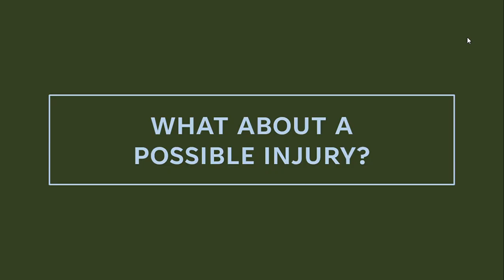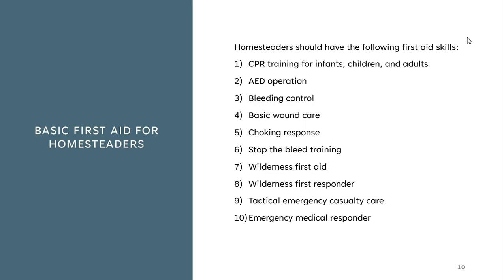Okay, what about a possible injury on a homestead? So homesteaders should have basic first aid under their belts. They should have the following first aid skills: CPR training for infants, children, and adults, AED operation, bleeding control, basic wound care, choking response, stop the bleed training, which is used until professional help arrives. You're going to have the skills of tourniquet application, wound packing, direct pressure techniques, and recognizing types of bleeding with first aid training.